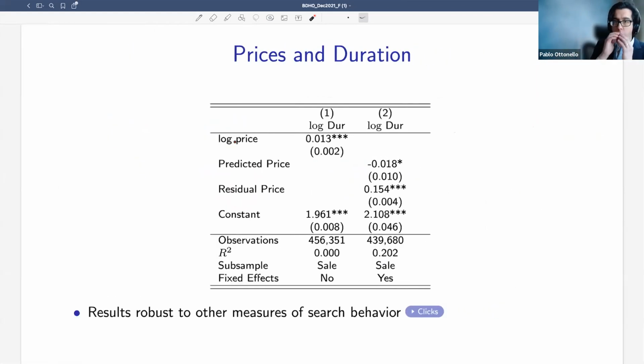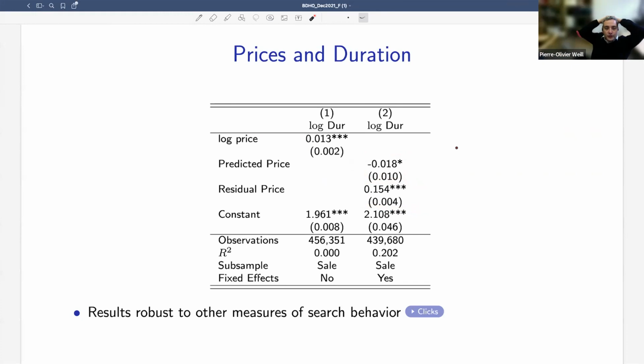Perfect. Now, if you want to see what are the moments about this that we're going to be taking to our quantitative analysis, we have here a regression of duration on the component that is predicted by the price and the residual of the price. And this particular slope is the one that is going to be informative about the relationship between duration and residual prices. We're going to be using these as an untargeted moment. Yes, Pierre?